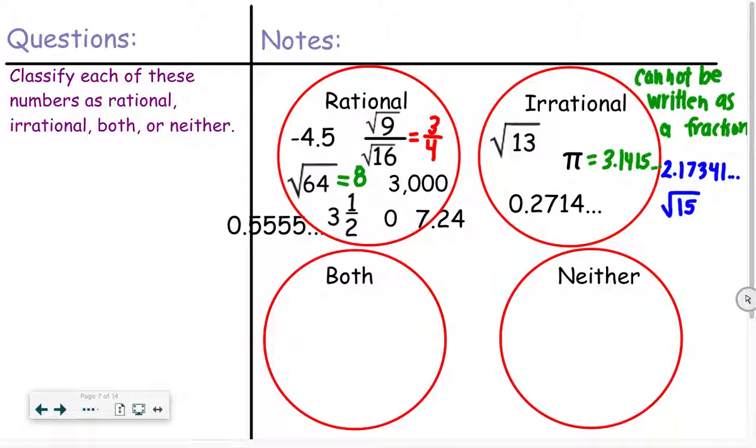Now notice that I don't have any numbers in both or neither. And that's because if you're looking at just one number, it has to be rational or irrational. It cannot be in both, and it can't be neither. So if you're looking at one number, it's got to go in one of those top two categories.